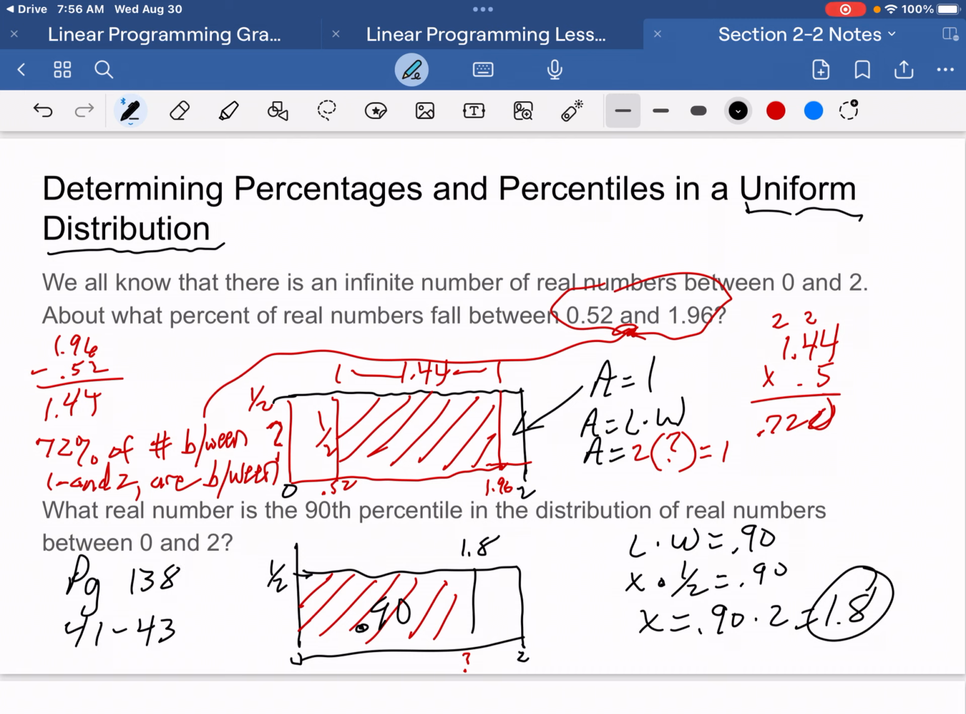and I will assign homework problems, page 138, 41 through 43. Ignore the last page of the slides, do these three.